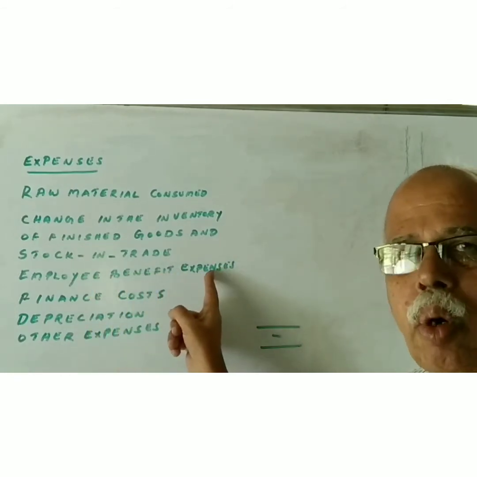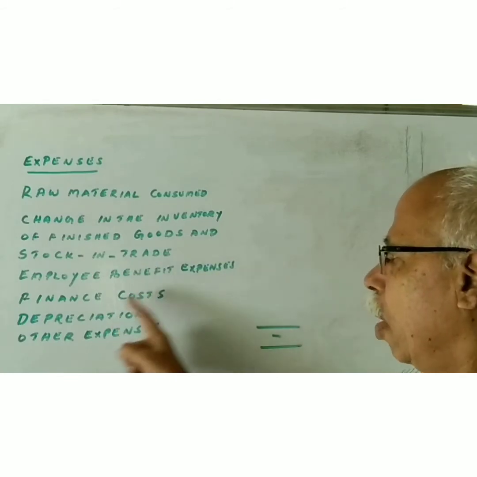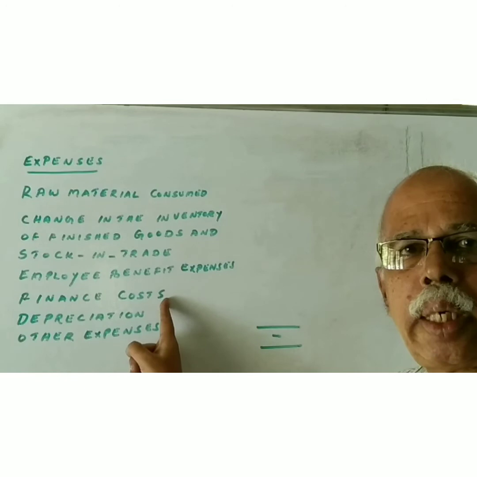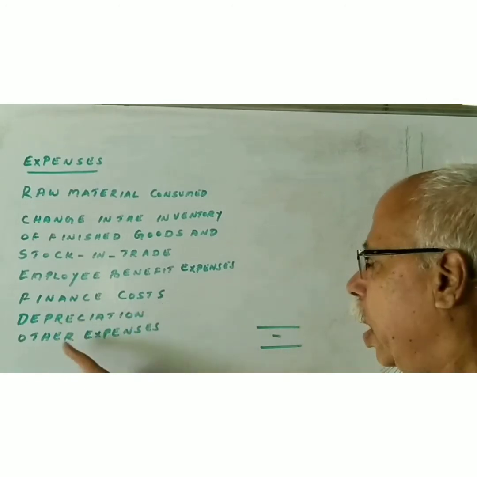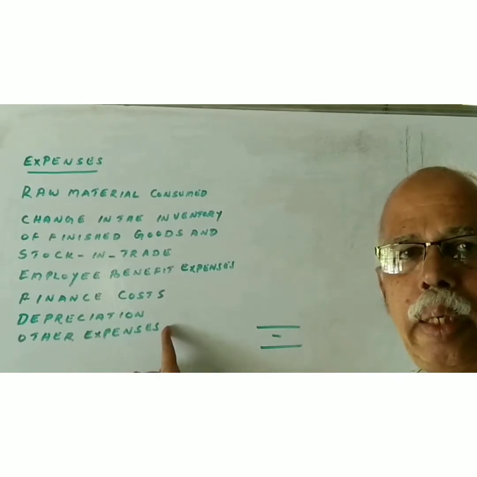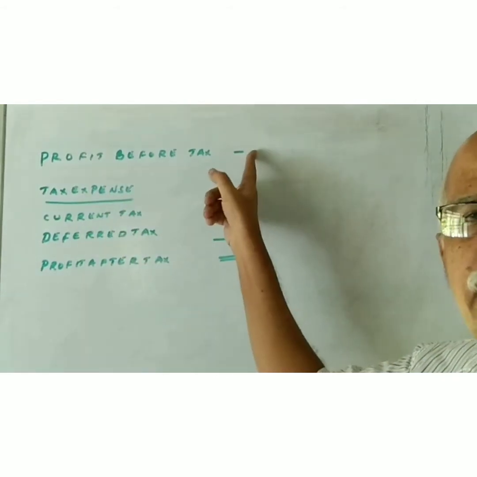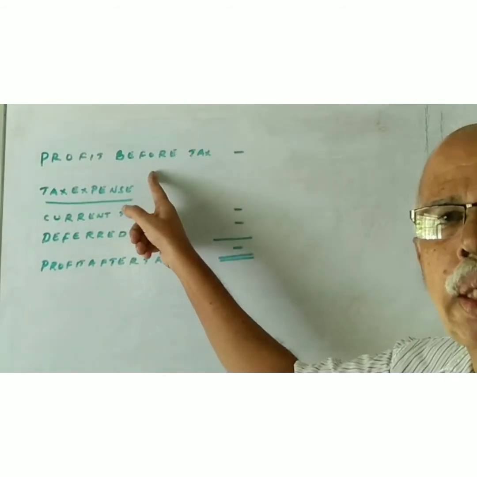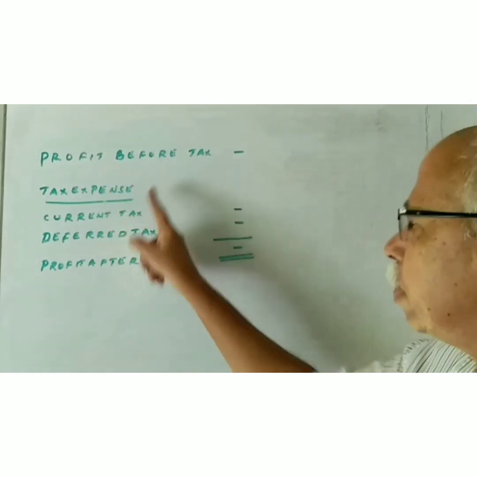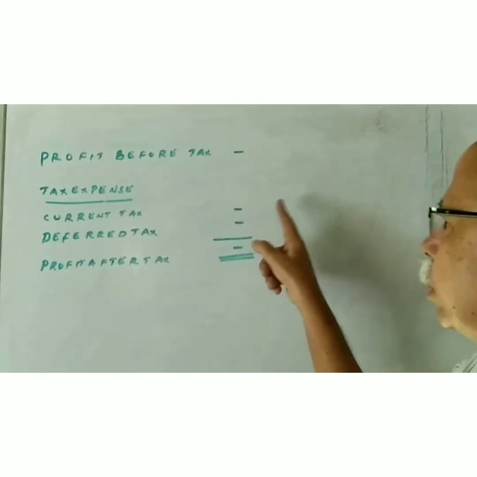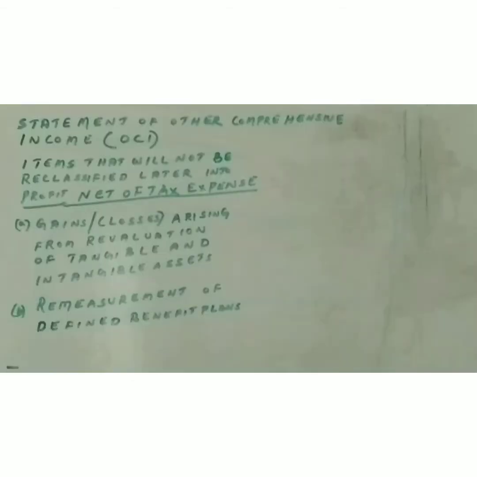Employee benefit expenses. All payments to employees in the form of salary and other benefits. Finance cost. Interest, etc. paid to the bank. Depreciation. And other expenses will include rent, printing and stationery, etc. Profit before tax. This is total revenue minus total expenses. Then tax expense, current tax, deferred tax, profit after tax.